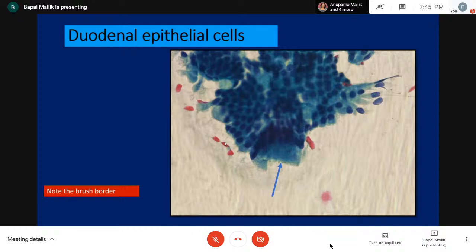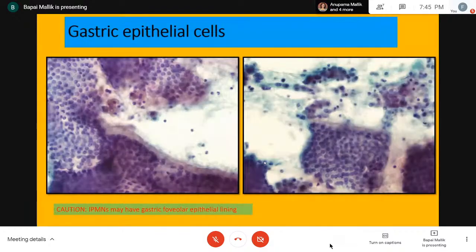If you go to higher magnifications, with duodenal epithelial cells, even if you do not see the goblet cells, in the smaller clusters, look at the edge of the cells and you're going to see the brush border. So this is a very good indicator and should help you identify these cells as duodenal epithelial cells. So after the duodenal epithelial cells, we need to look at the gastric epithelial cells.